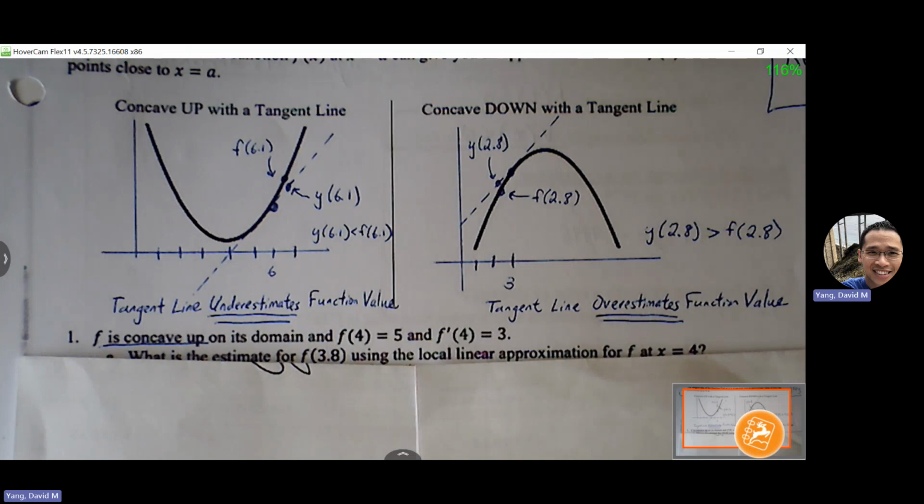Do we usually have to draw a graph for these problems? No, but I think drawing the graph can help remind you, okay, this is over approximating, this is under approximating. But we don't have to draw the graph yet, not this unit.